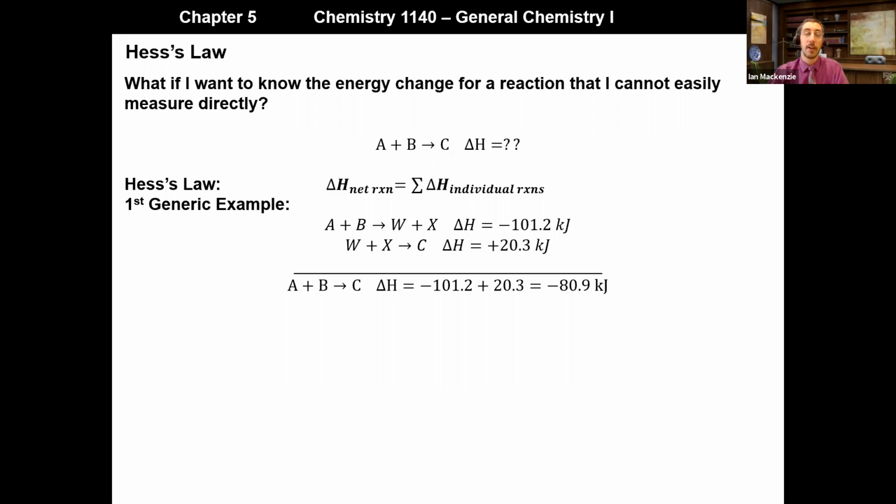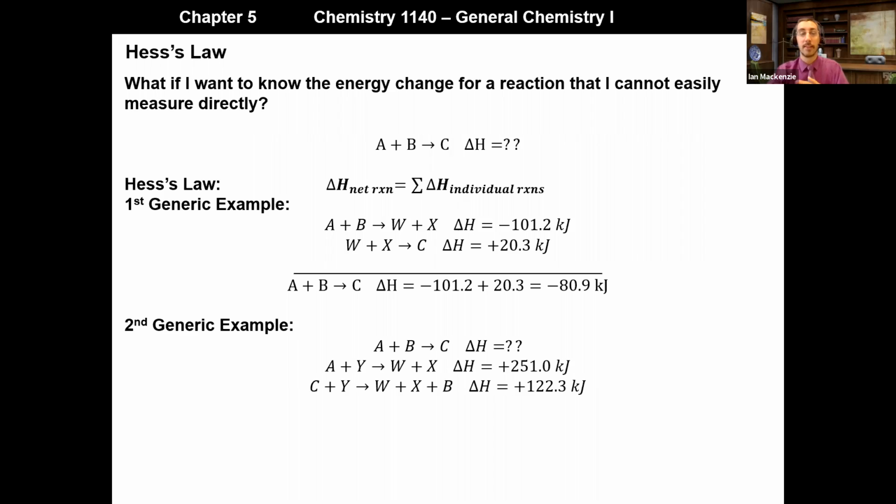Now, as I mentioned, anything that you do to a mathematical equation, you can do to a chemical equation. So if you want to multiply everything by some number or divide everything by some number, you can do that. And we'll go through a couple more examples. So another generic example, say we want to get A plus B goes to C, and we've got two equations. A plus Y goes to W plus X, and we've also got C plus Y goes to W plus X plus B. We know the enthalpies for both of those reactions.